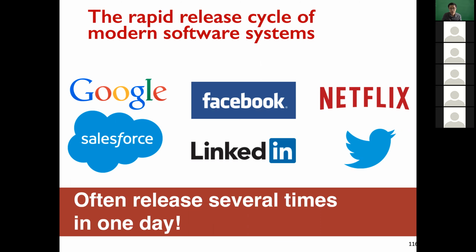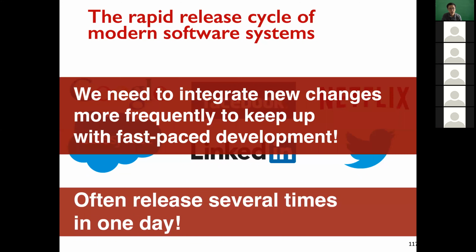So in order to achieve such a rapid release cycle, we need to test our system faster. We need to integrate all the changes faster, right? So let's look at one example. This example.